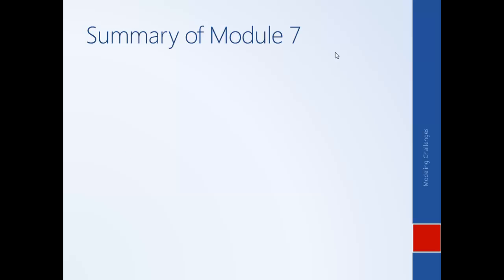So this concludes Module 7. In this module, we addressed a couple of modeling challenges. One, we addressed the situation where it's very difficult to generate a mathematical model for a system based on first principles, either because we don't understand the underlying physics or because the system is just too complicated.